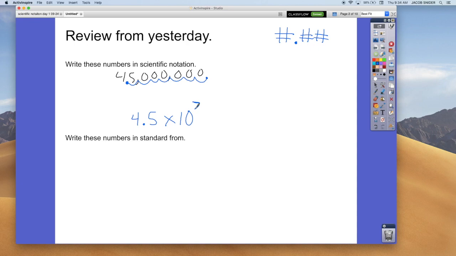How do I write this in standard form? Let's go with 8 times 10 to the 4th. Copy that down for me. Write that number in standard form. Give you a second.